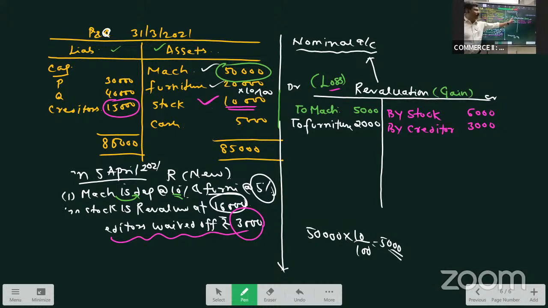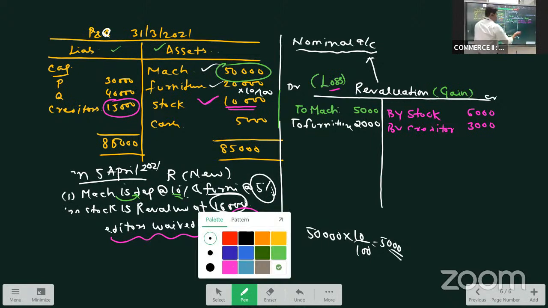Okay. Revaluation account is a nominal account. All the expenses and losses because of revaluation of assets and liabilities are to be shown on the debit side. All the gains because of revaluation of assets and liabilities are to be shown on the credit side. This is a simple funda we follow. Now let us balance it.